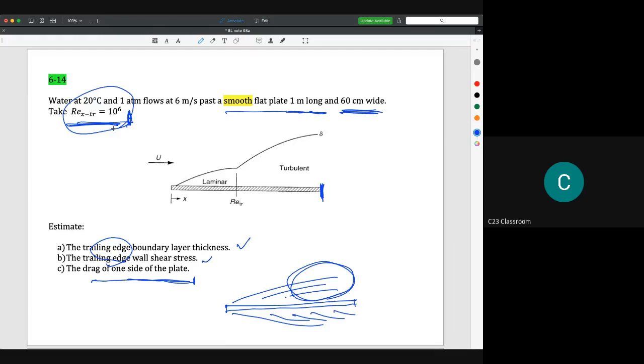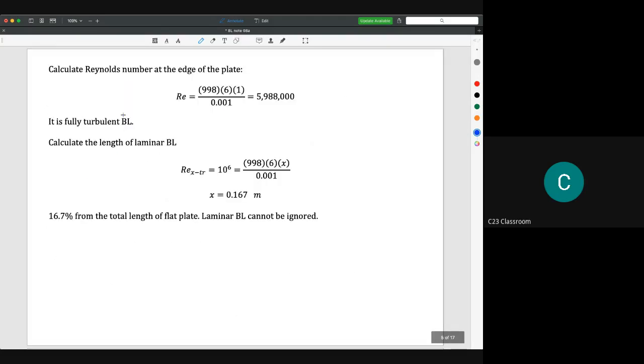Normally, if the transition value is not given in the question, you may use 5 times 10 to the power of 5, because this is the common assumption for the Reynolds transition. But let's say we take 10 to the power of 6 as our Reynolds transition here. First, we calculate the Reynolds number at the edge of the plate. We use the equation rho u L over mu and substitute everything. The velocity is 6, the length is 1 meter, and the density is 998 because it is at 20 degrees Celsius.